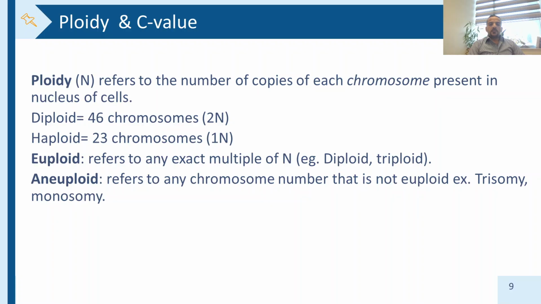Euploid refers to any exact multiple of N, يعني مضاعفات ال 23. We have haploid, diploid, triploid. Aneuploidy is any number of chromosomes that is not euploid. عندنا مثال الترايسومي, we have an extra copy of a chromosome, يعني عندنا 47 chromosomes. Or monosomy, we have one missing chromosome.